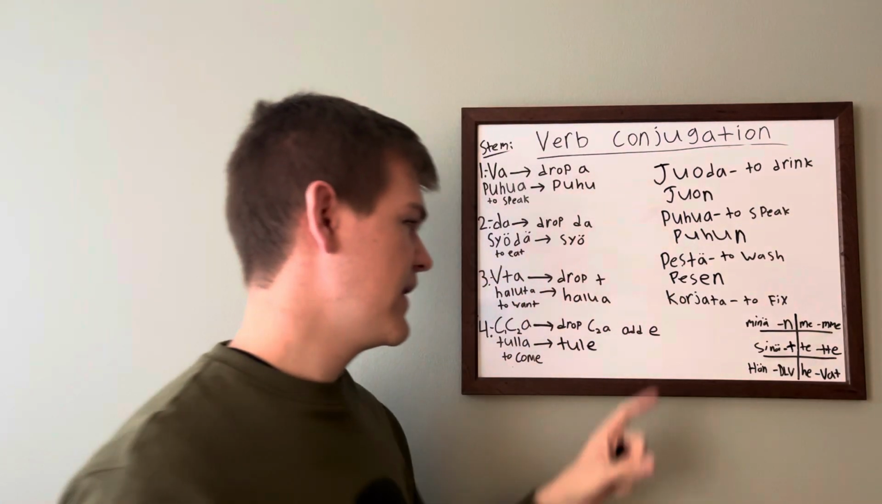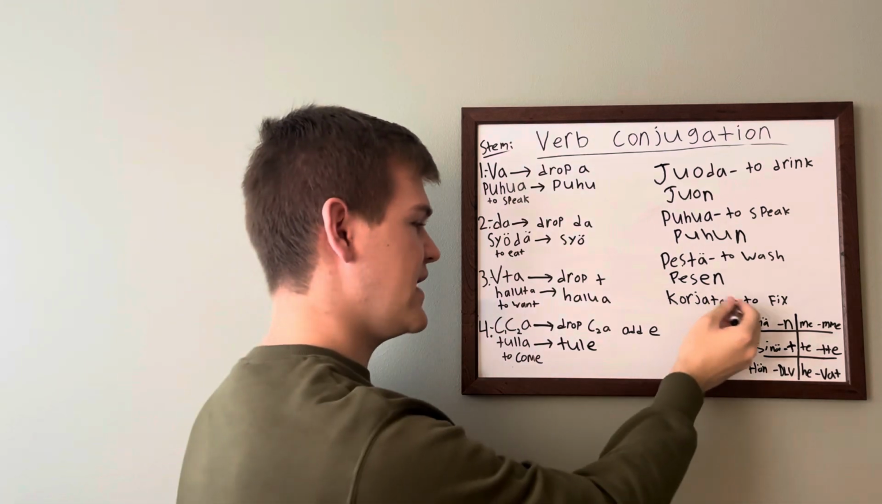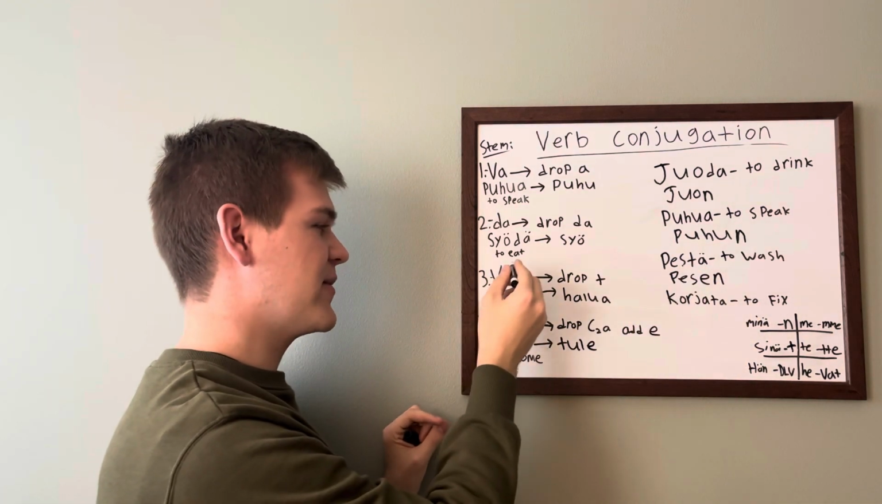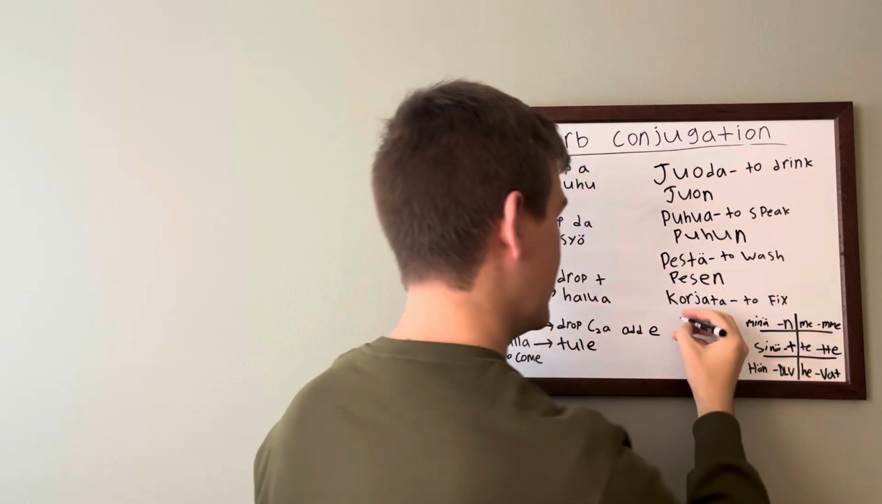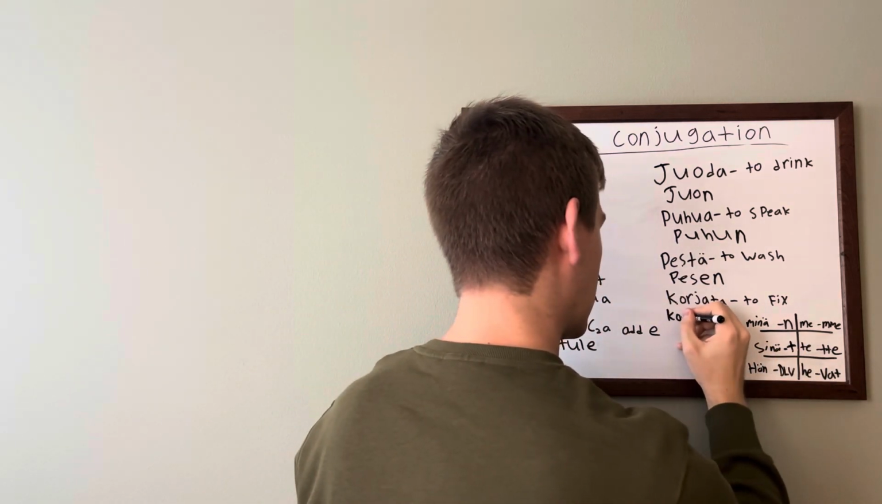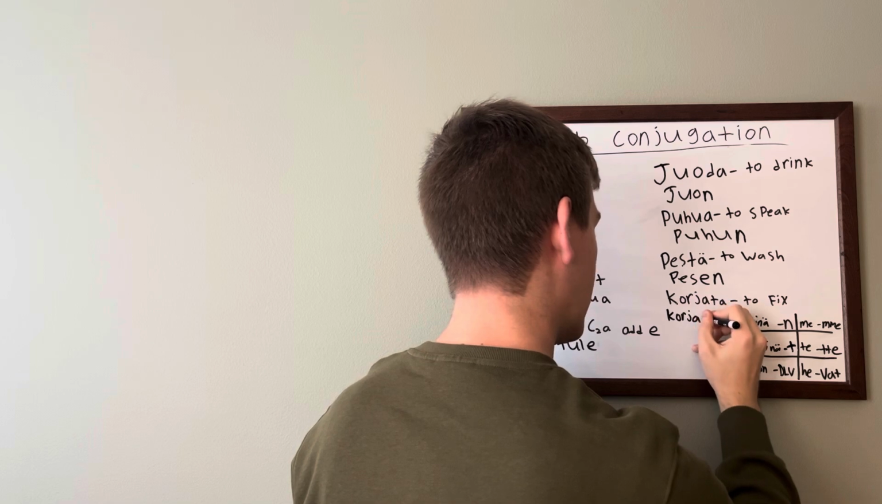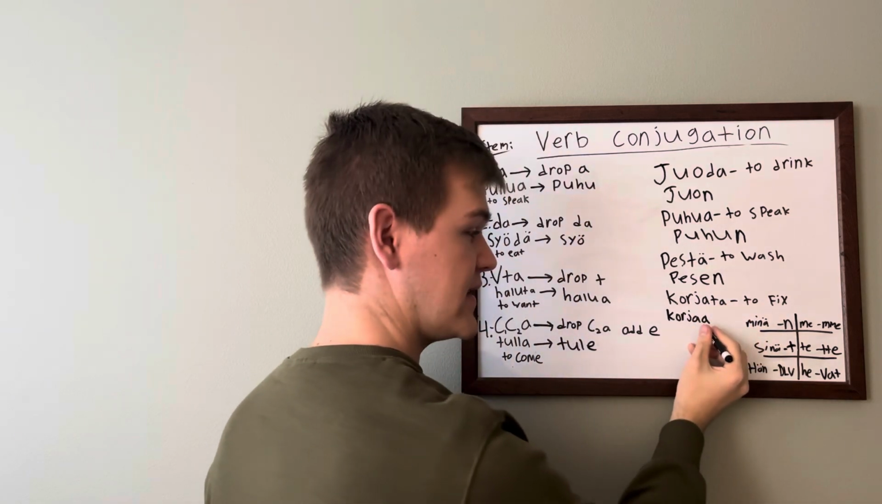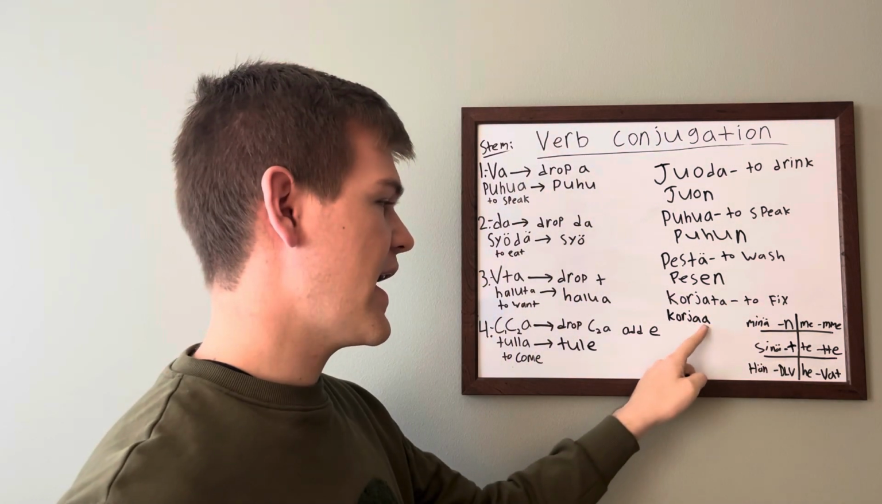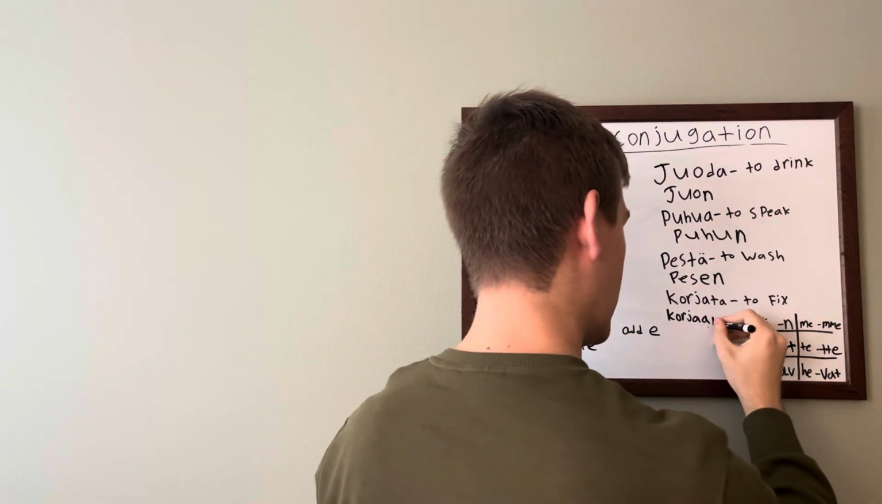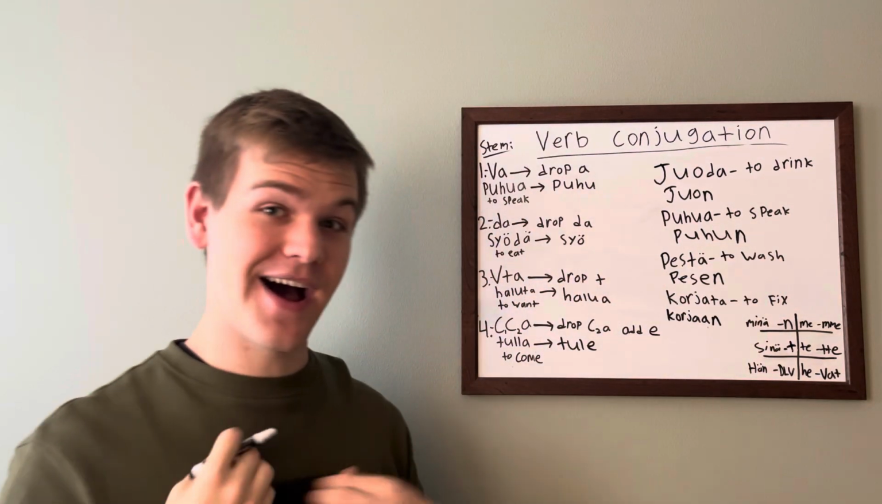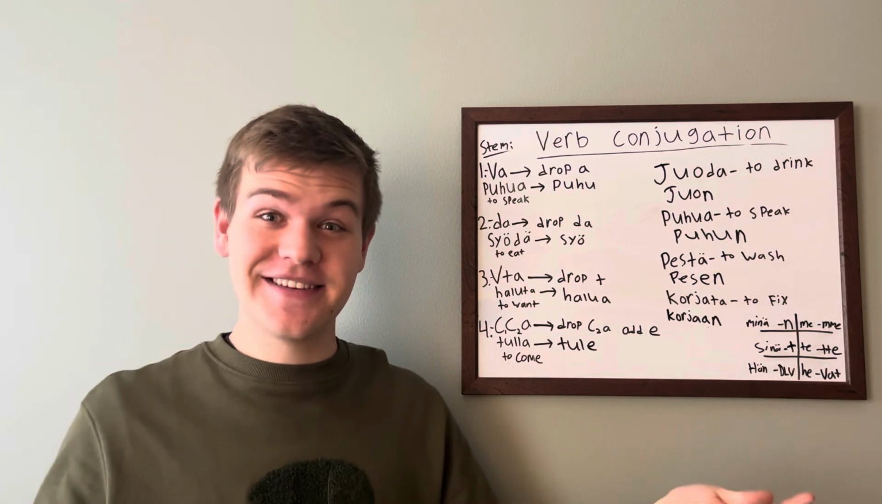Minä pesen. Last one, korjata, A-T-A, that's going to fall into vowel T-A. So we just drop the T, which gives us korjaa. Make sure you have 2 A's here. And then we can just add on our last N, because we're saying minä. So minä korjaan is I fix. And it's as easy as that.